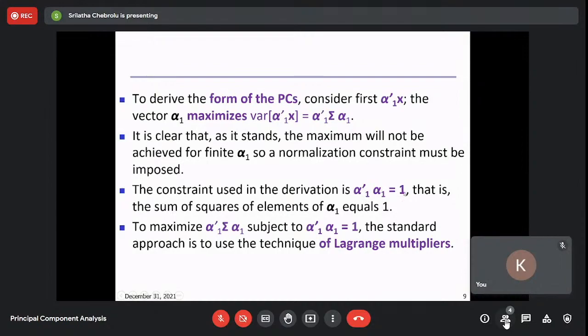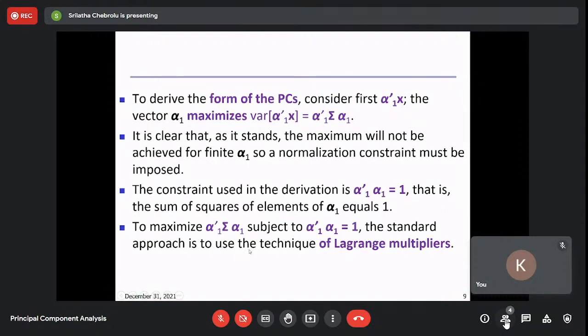Alpha 1 transpose alpha 1 equals 1. The sum of the squares of the elements of alpha 1 equals 1. So they have used this normalization constraint. The objective is to maximize this subject to this constraint, and we are using Lagrangian multipliers to solve this optimization problem.